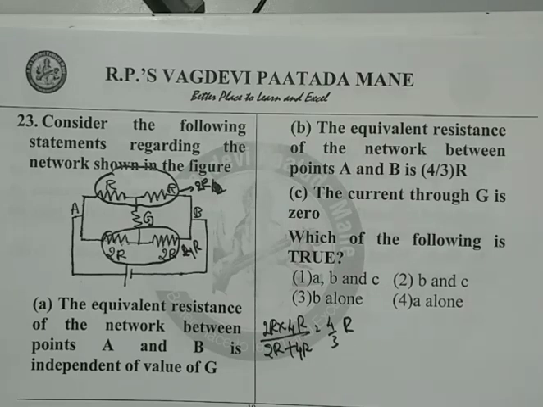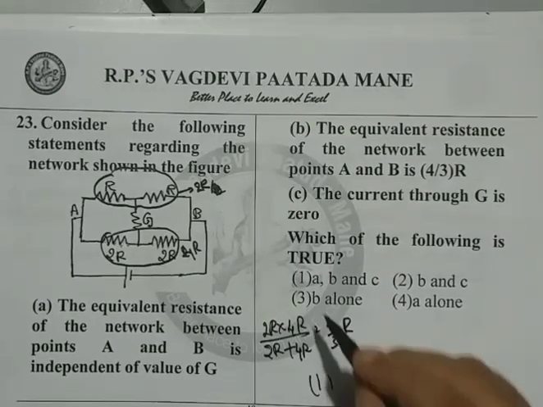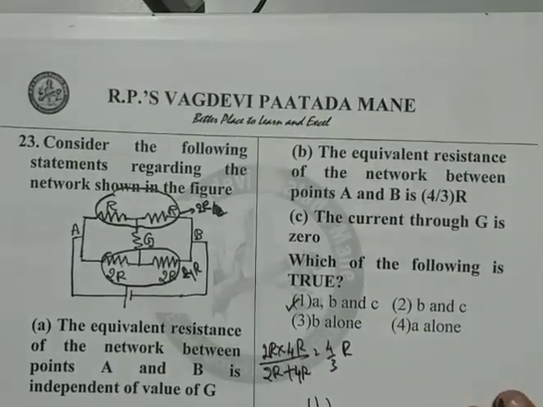The current through galvanometer is 0 because it is balanced Wheatstone network. So option 1 is correct. A, B and C are all correct.